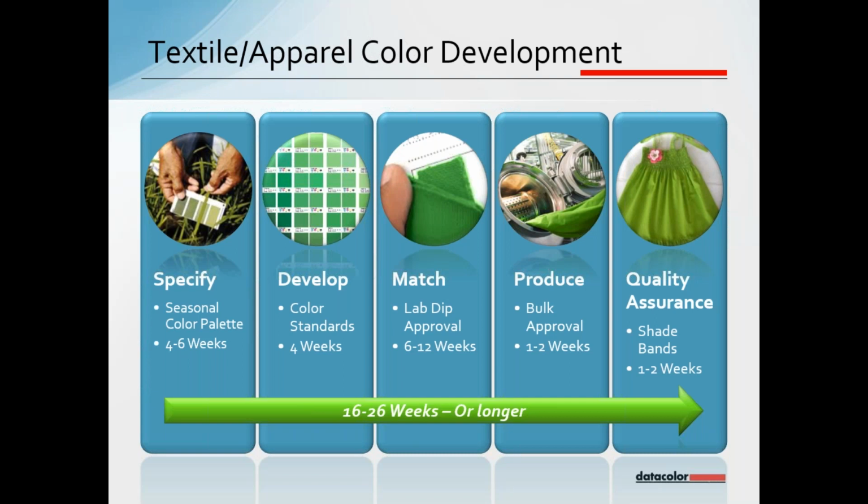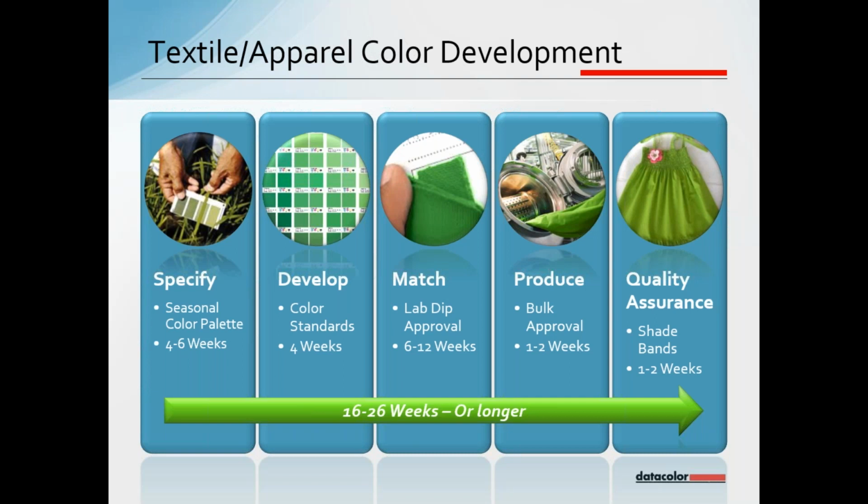We start with a specification phase where our goal is to come up with a seasonal color palette. Designers or merchandisers are looking for inspiration in the world around them, and they're taking those inspiration colors and building their color palette. That can take several weeks to accomplish, say 4 to 6 weeks.